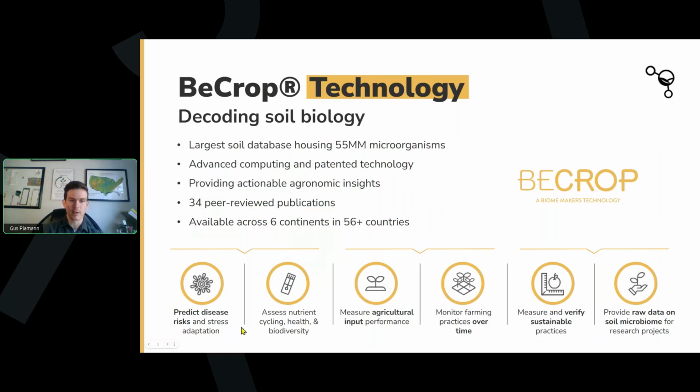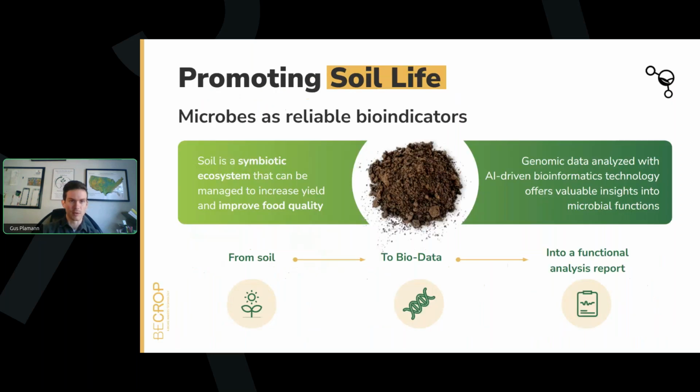So like I said, really the goal here is to take really complex genomic data and put it into a practical lens to look at things like disease risks, stress adaptation and crop stress tolerance, nutrient cycling, which will be a major topic here today, measuring agricultural input performance, monitoring farm practices, measuring and verifying sustainability practices, and of course, providing the complex raw data on the soil microbiome, which with the right lens and expertise can of course be used in all sorts of really cool ways to better understand how the soil microbiome functions in agricultural systems. So now just a really quick rundown on how this data is actually generated.